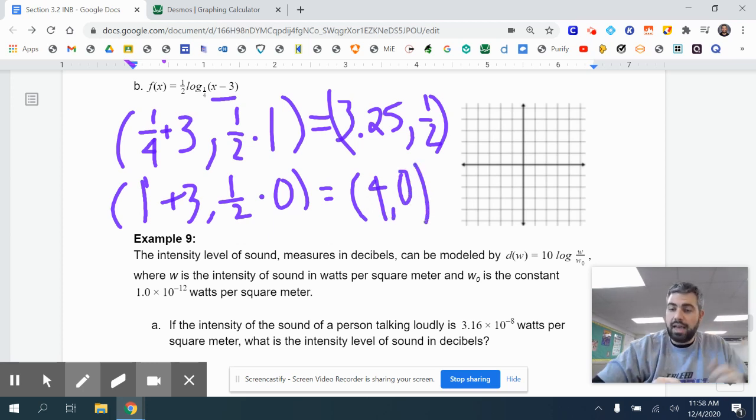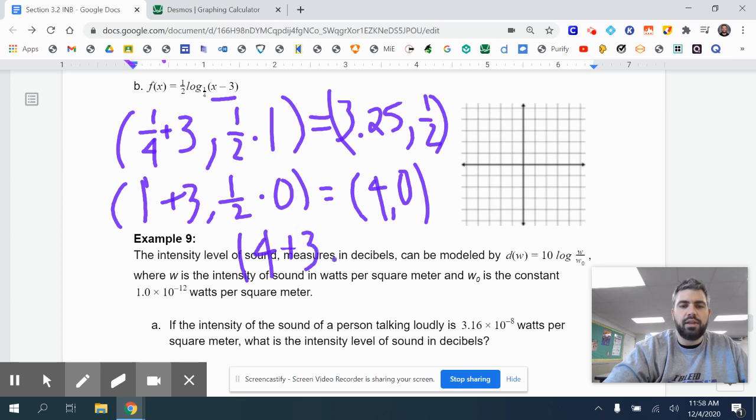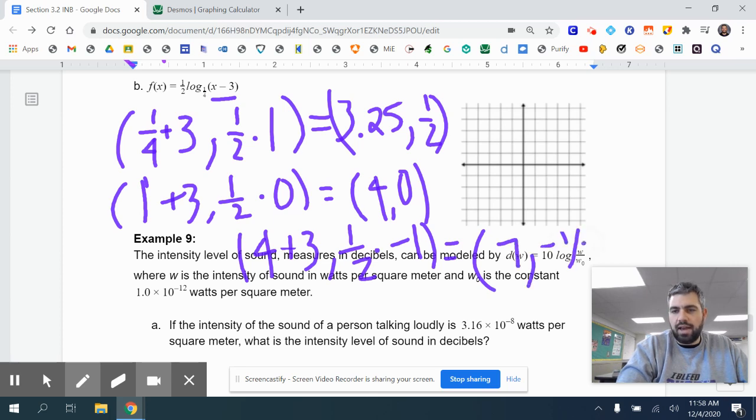Now the last one is 1 over b. So 1 over 1/4 is just going to be 4. And then I'm going to add 3 to it, right? Just like I did before and all the other ones. And I'm going to take that. It was -1, but we'd have to multiply it by 1/2. So 1/2 times -1. So our final important point is the point (7, -1/2). Okay? So let's graph these and see what it looks like.